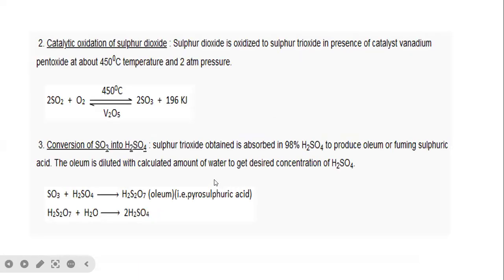Then sulfur dioxide is reacted with oxygen in the presence of the catalyst vanadium pentoxide at 450 degrees Celsius to produce sulfur trioxide. The sulfur trioxide is reacted with sulfuric acid to produce oleum, pyrosulfuric acid, and the pyrosulfuric acid reacts with water to produce sulfuric acid.